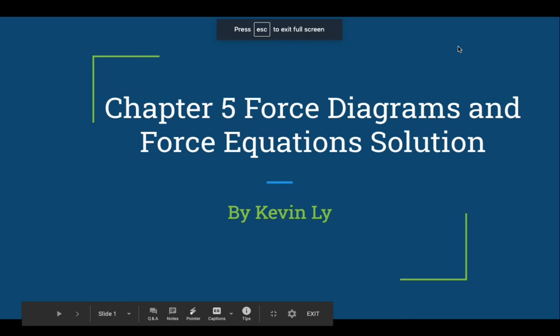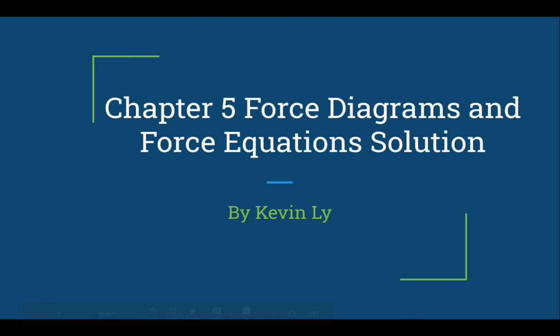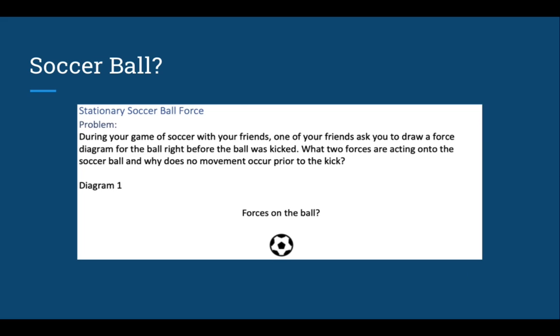This is the solution to Chapter 5's problems: stationary soccer ball force, movement soccer ball force, and soccer ball during a kick. While you and your friends are playing soccer, one of your friends asks you what the forces on the ball are, prior and after the kick.